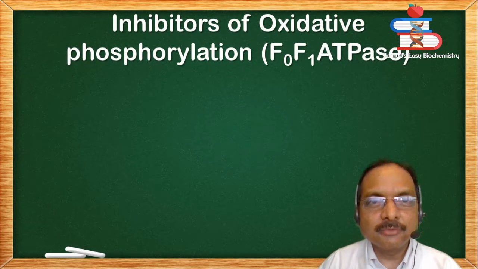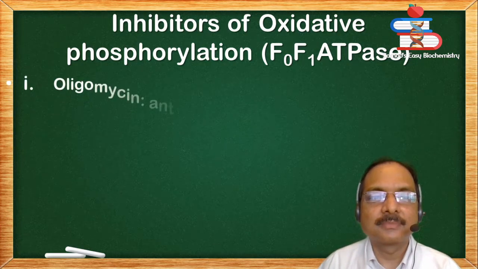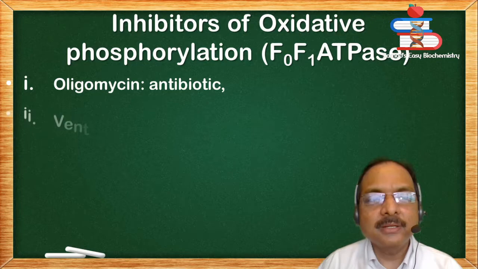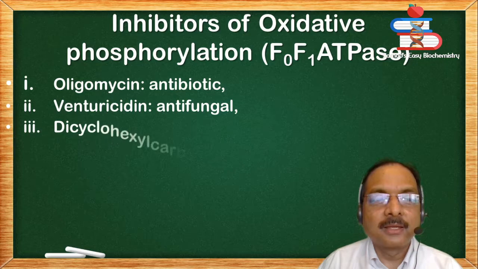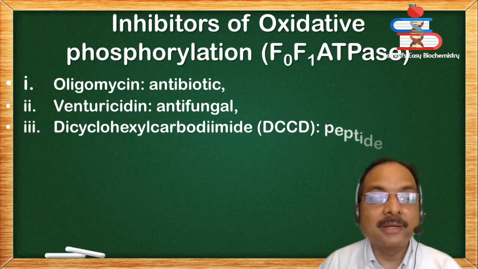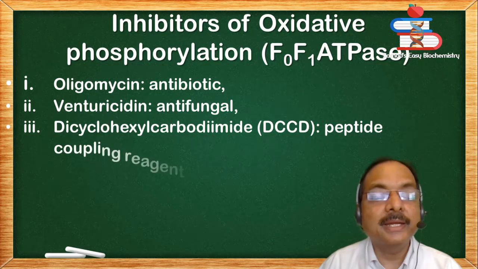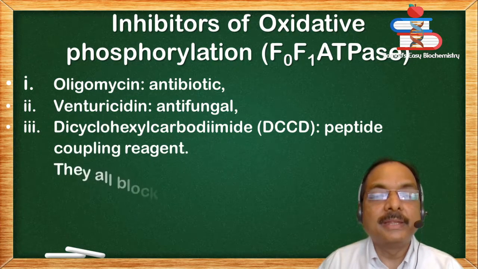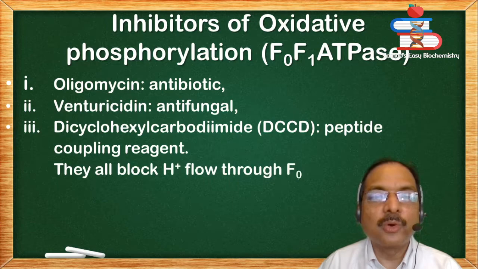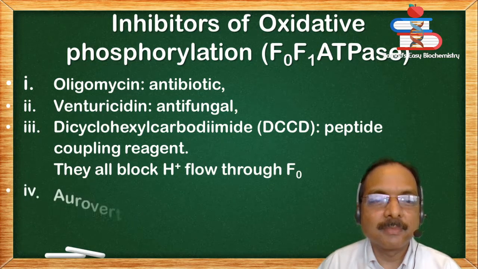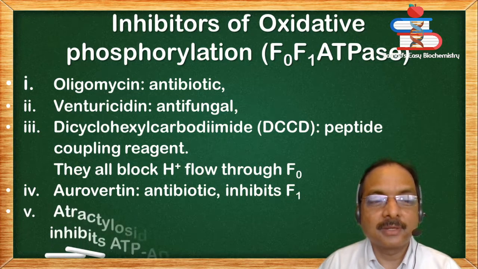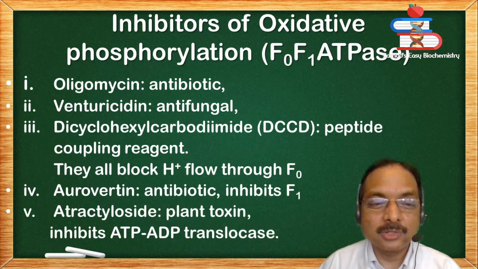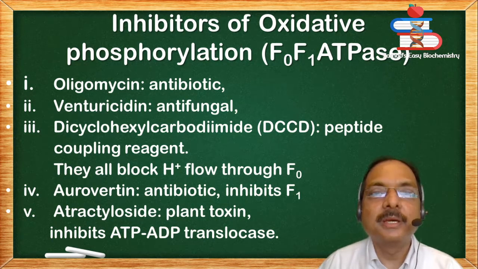Inhibitors of oxidative phosphorylation or F0F1 ATPase. Oligomycin, an antibiotic. Venturicidin, antifungal. And dicyclohexylcarbodiimide or DCCD, which is a peptide coupling reagent. They all block proton flow through F0. Aurovertin, an antibiotic, inhibits F1, and atractyloside, which is a plant toxin, inhibits ATP-ADP translocase.